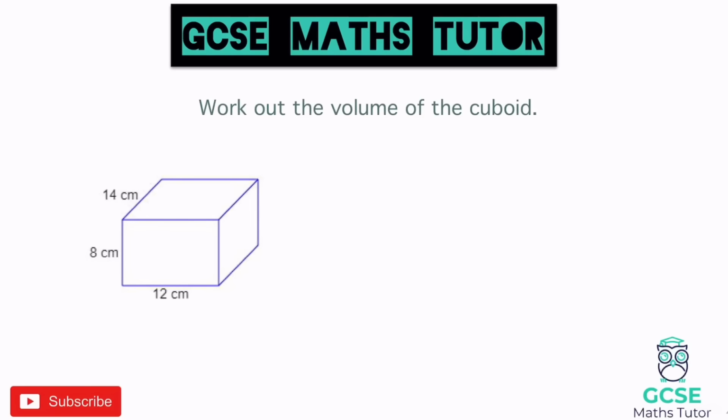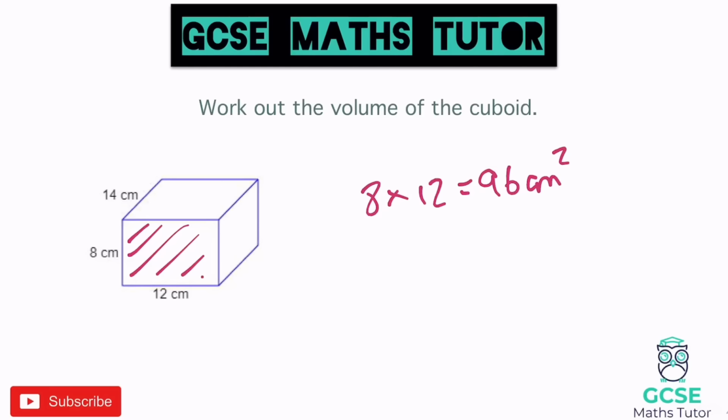Working out the volume of a cuboid is quite nice and simple. I do like to do it in a particular way though, just so it's the same for all of these shapes where we have a constant cross section. So this cross section, I'm going to have a look at this front face just here. I'm first going to work out the area of that, which is 8 times 12. So 8 times 12 gives me 96, and that is the area of the cross section, 96 centimetres squared.